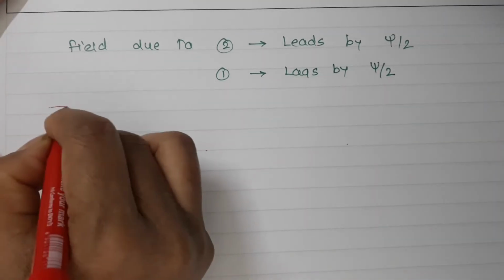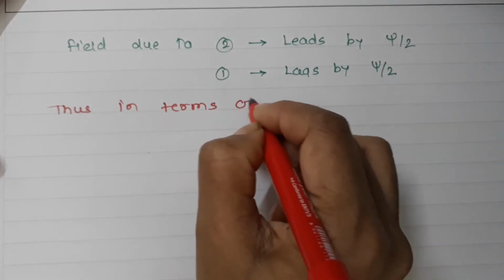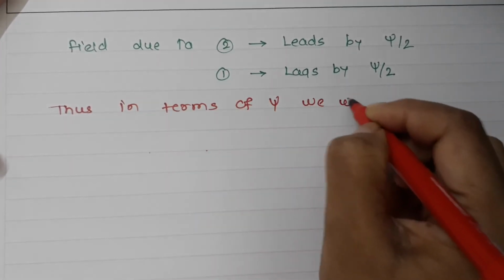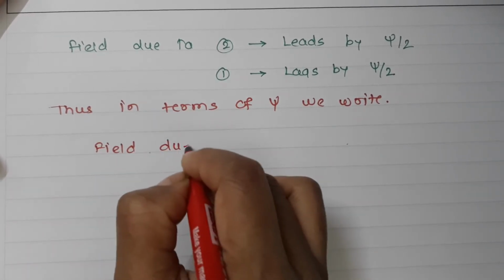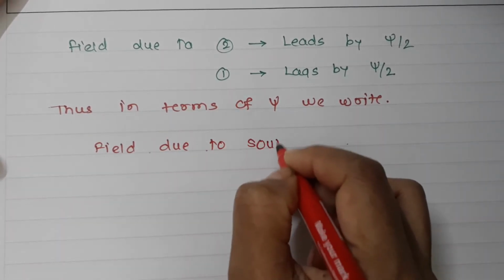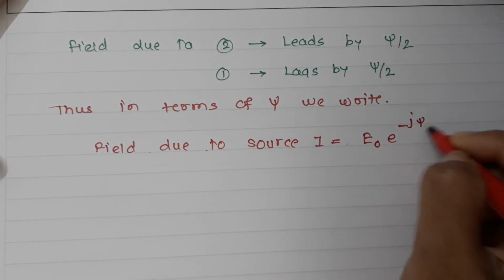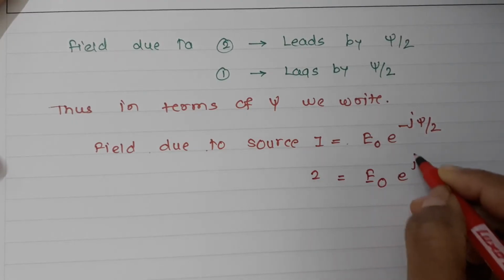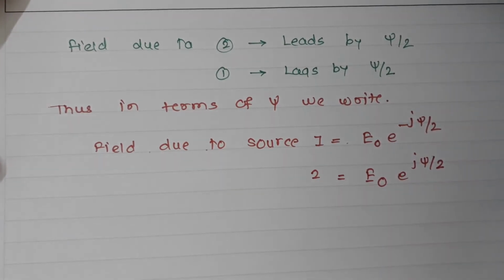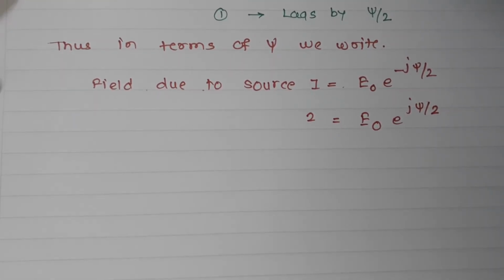Thus, in terms of psi we can write the field due to source 1 will be E0 e raised to minus j psi by 2, and the field due to source 2 will be E0 e raised to j psi by 2. These are the two fields which I have got because of the two element array. The total field at point P is obtained using the superposition theorem.